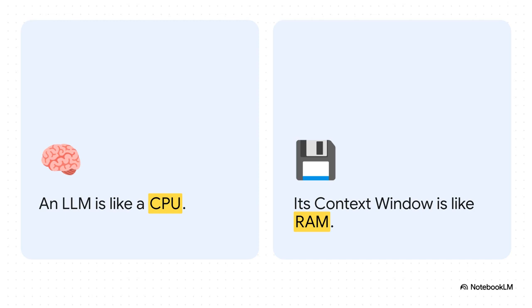And to understand that, there's this fantastic analogy from Andrej Karpathy that just nails it. Think of the large language model, the LLM, as the computer's CPU. It's the brains, the raw processing power. But that powerful processor is useless without working memory. For an AI, that working memory, its RAM, is something called the context window.